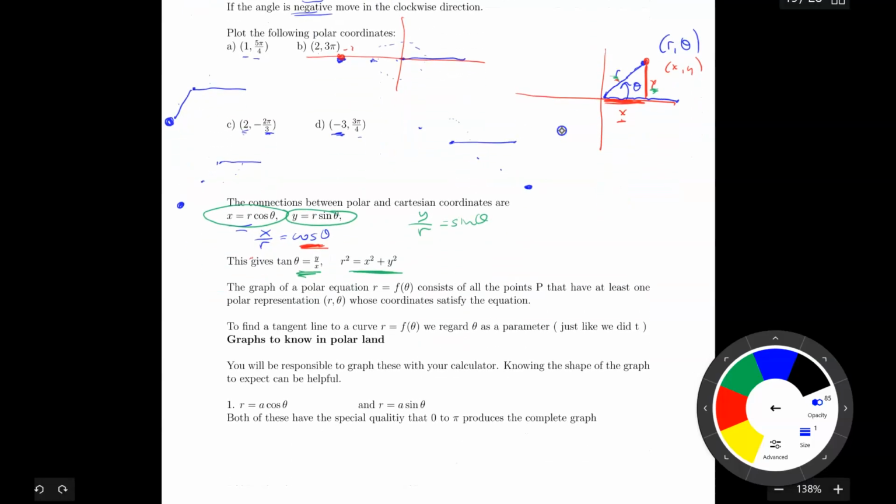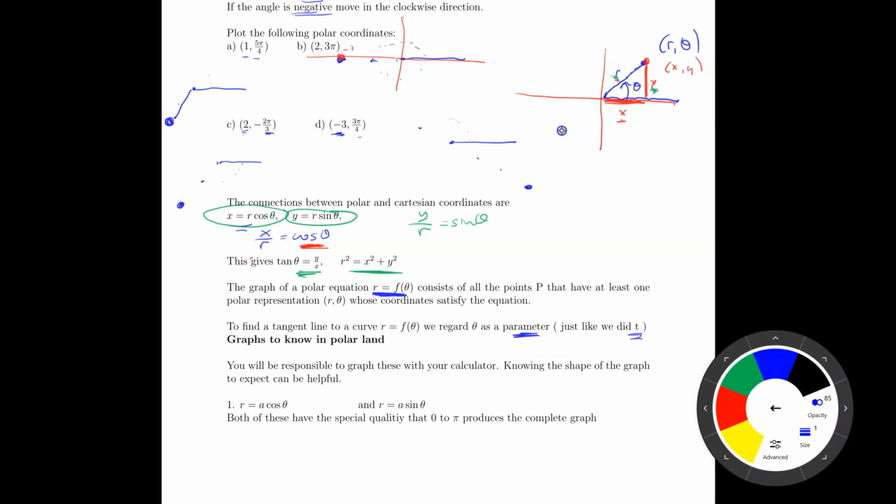Okay, so we're going to be doing calculus with these polar graphs, and so we're going to need a graph like y equals f of theta, like we usually have y equals f of x, or we're going to be thinking of theta as a parameter, just like we did in t-land, right?